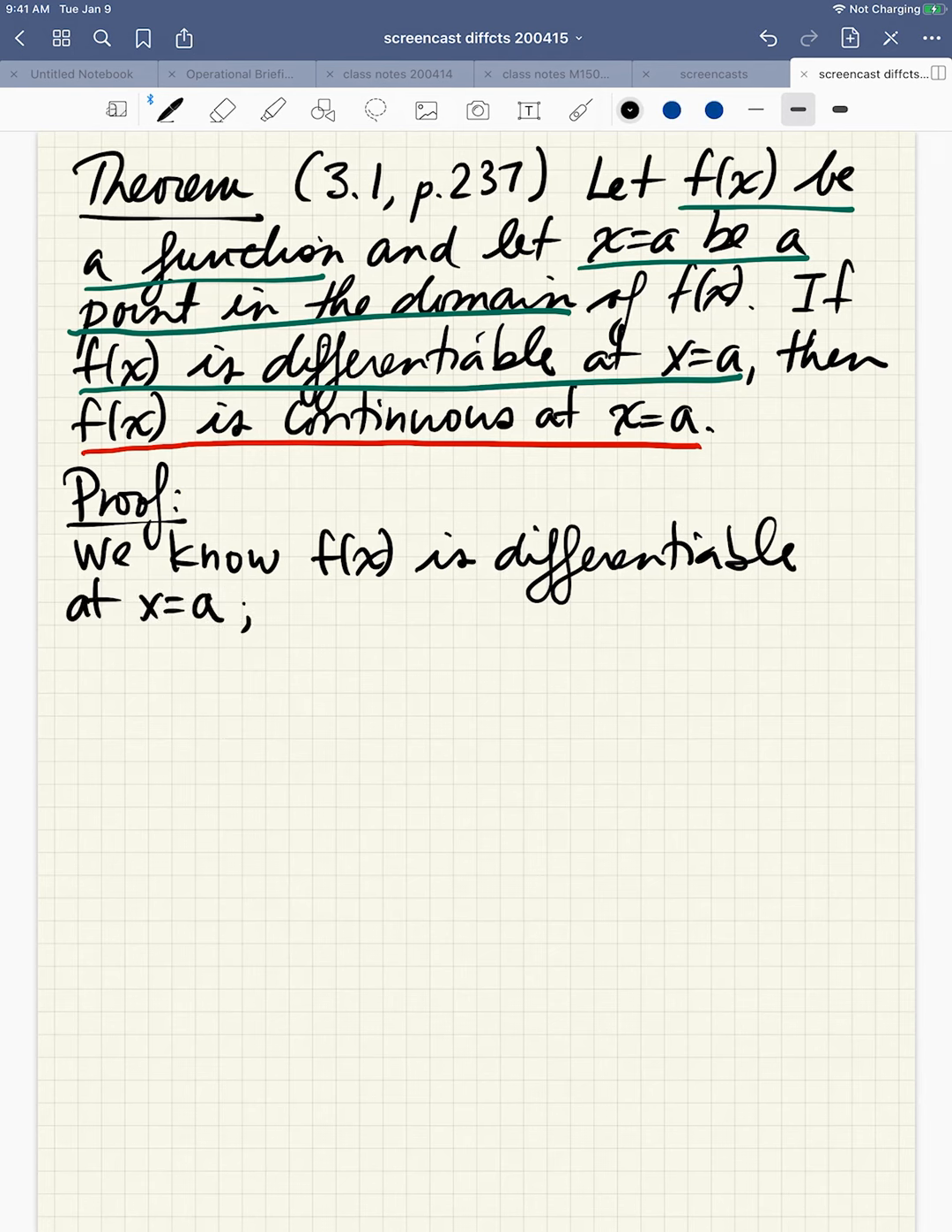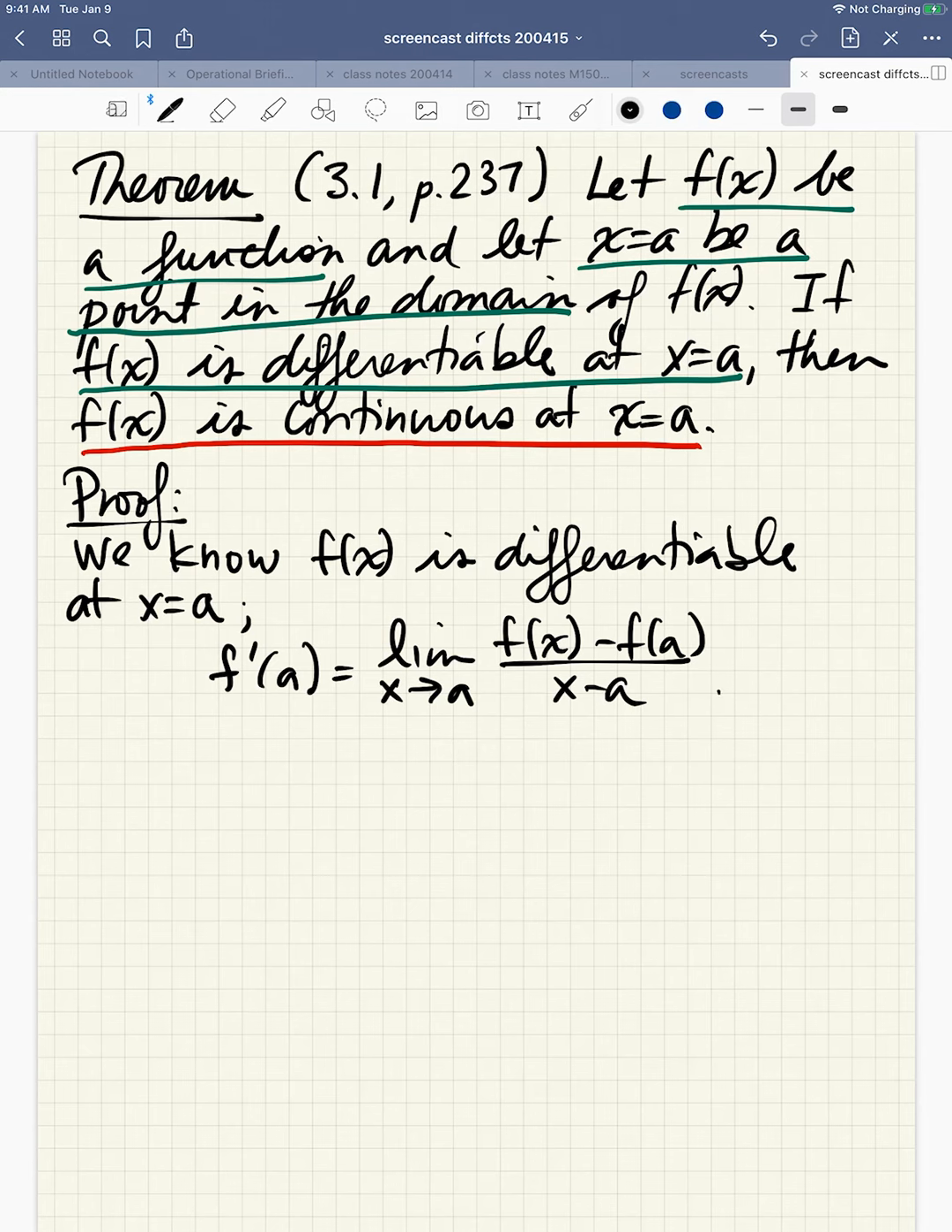Okay, and what that means is f prime of a exists, and it's the limit as x goes to a of f of x minus f of a over x minus a. Okay, so this limit exists and equals this number here.